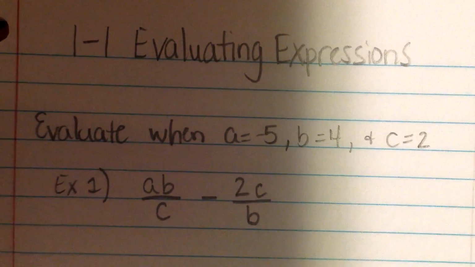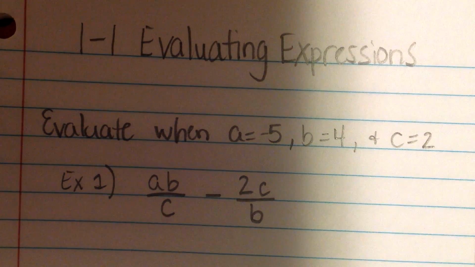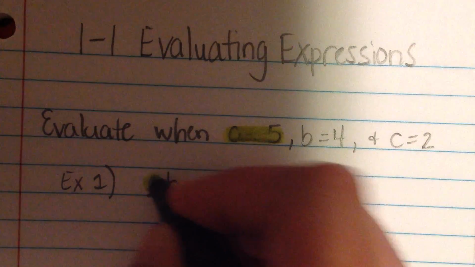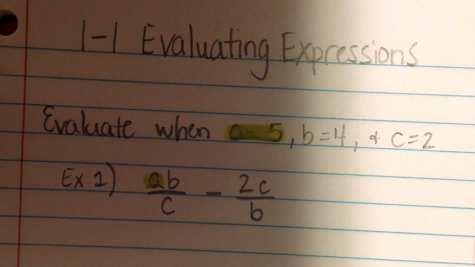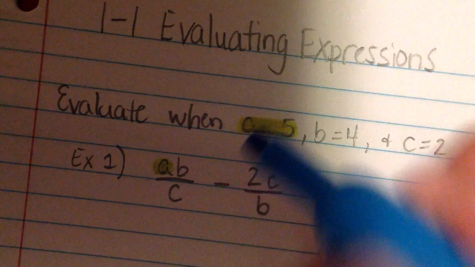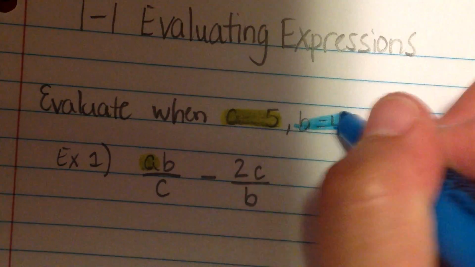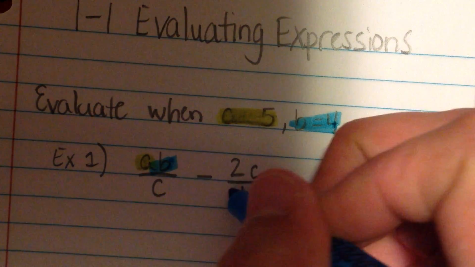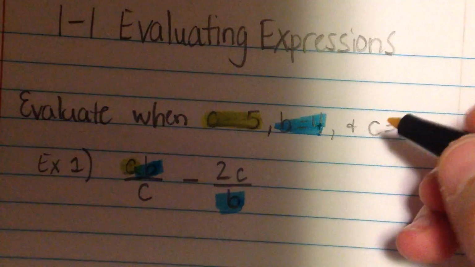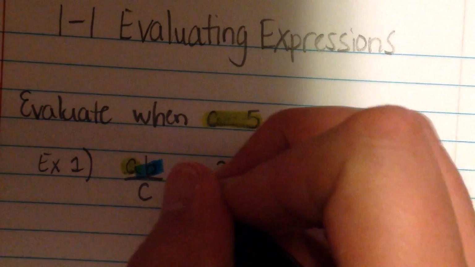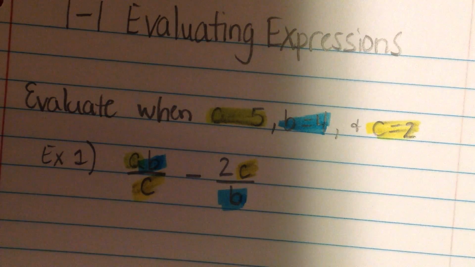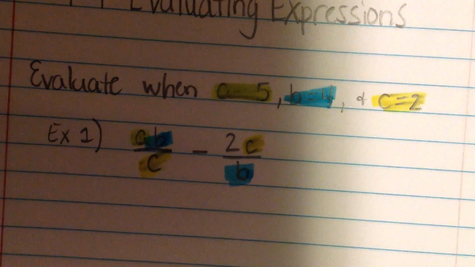So what we need to do is we're going to substitute wherever we see an a, we're going to substitute -5. Wherever we see a b, we're going to substitute 4. And wherever we see a c, we'll substitute the number 2. Everything else remains, the numbers and the minus or plus signs.